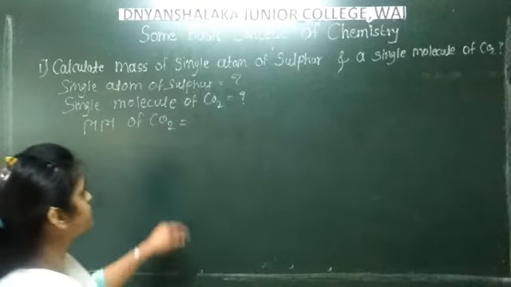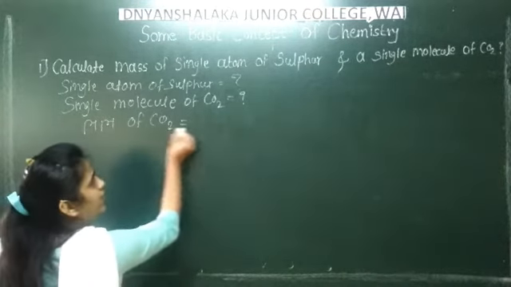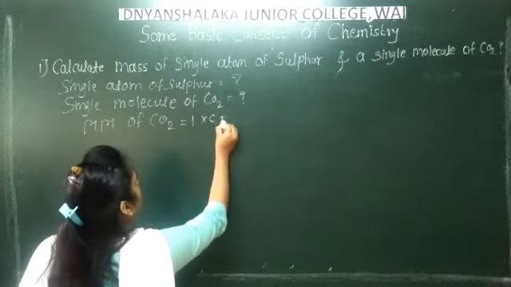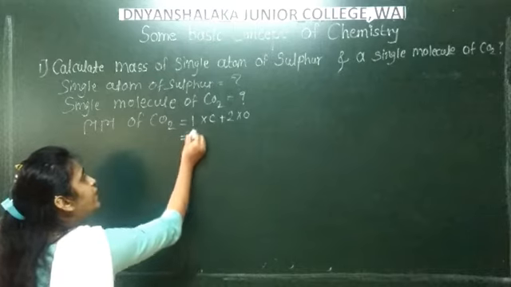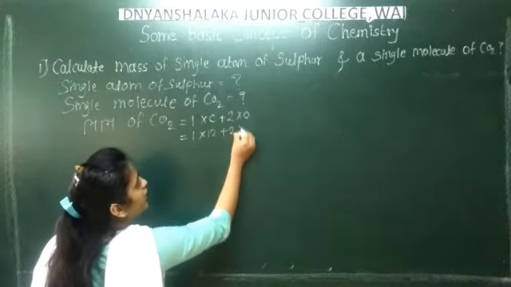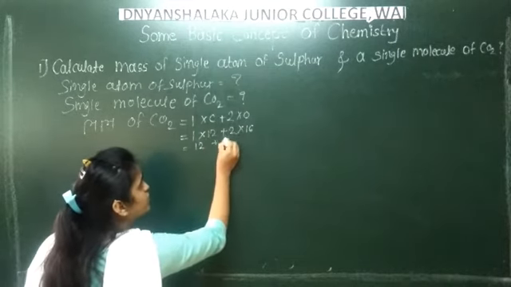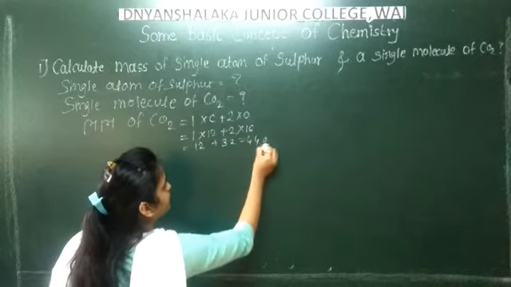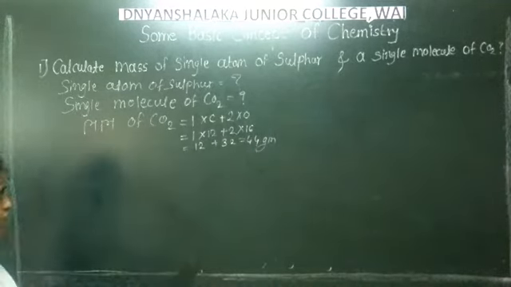In the last lecture we studied how to find the molecular or molar mass of a compound. So one atom of carbon into the atomic mass of carbon, 2 atoms of oxygen into the atomic mass of oxygen. So 1 into atomic mass of carbon 12 plus 2 into atomic mass of oxygen 16. 12 ones are 12 plus 16 twos are 32. We get 44 gram. 44 gram is the molecular or molar mass of carbon dioxide.